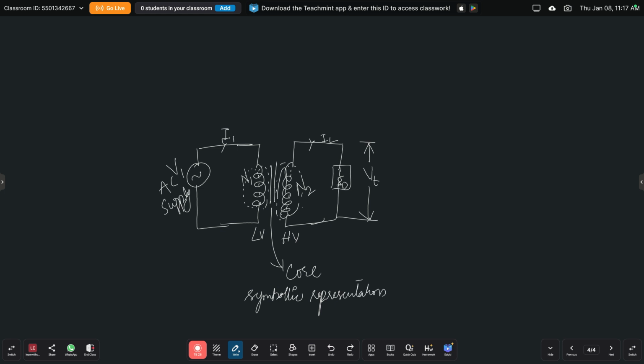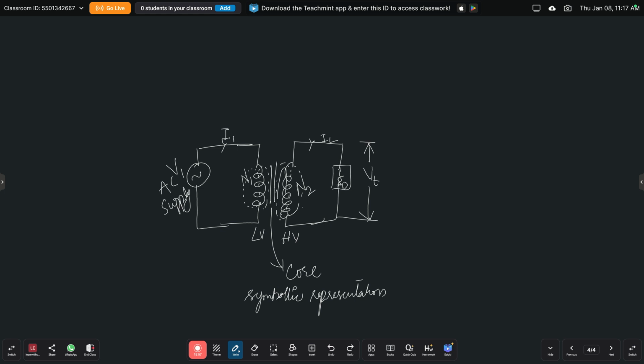So the coil connected to the higher voltage circuit is called the high voltage winding. We call the H winding the high voltage winding, and the other, connected to the low voltage circuit, is the low voltage winding. When a primary winding is excited by an alternating voltage, it circulates an alternating current. This current produces an alternating flux, which completes its path through the common magnetic core.